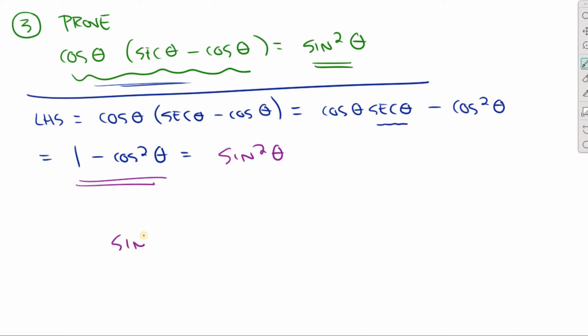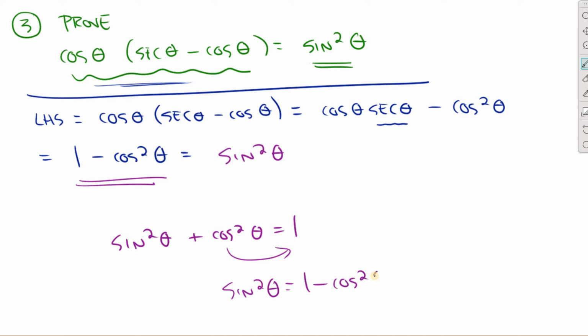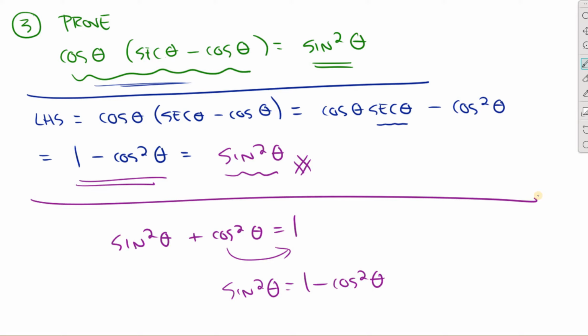The reason is you know sine squared theta plus cosine squared theta is equal to 1. So if you subtract the cosine squared from both sides, you get 1 minus the cosine squared theta. But for right now, it doesn't seem very obvious, but you'll get better at it as you do more. And that's it. My proof is done. I started with the left-hand side. I justified each step along the way until I got the right-hand side. So I've proven it. Okay?